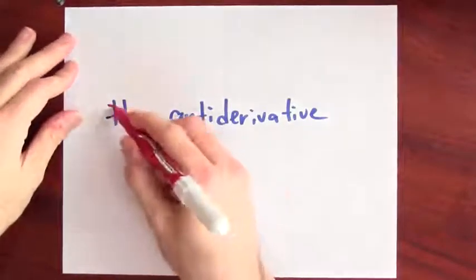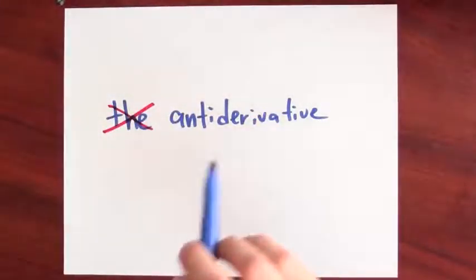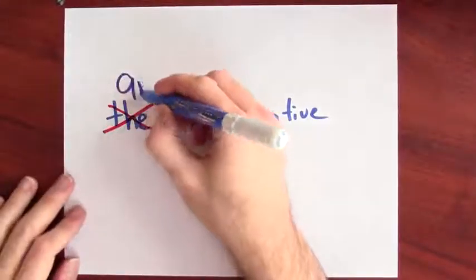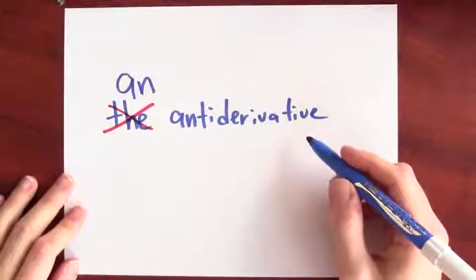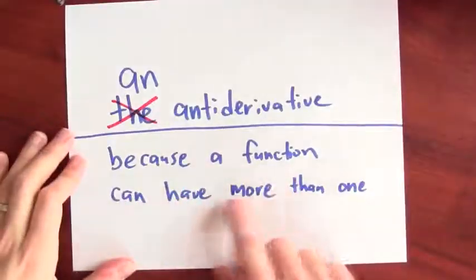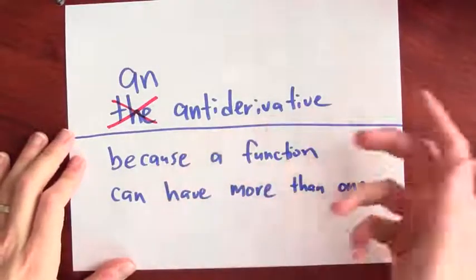Sometimes people ask for the antiderivative. But instead of talking about the antiderivative, it's probably better to talk about an antiderivative. So why is this distinction really important? Because a function can have more than one antiderivative. Let's take a look at an example.